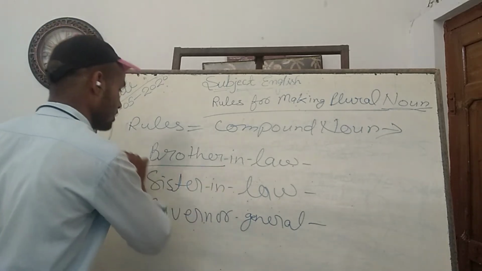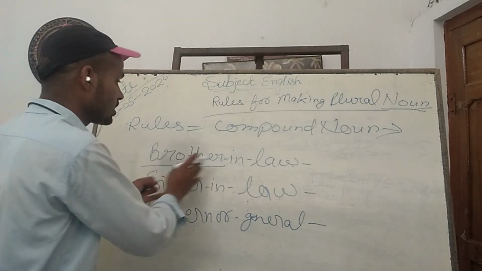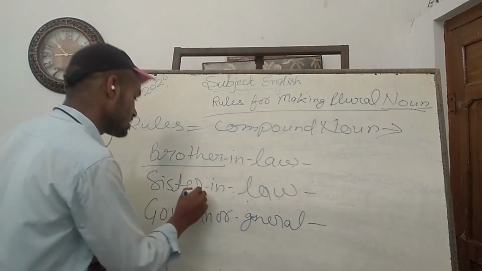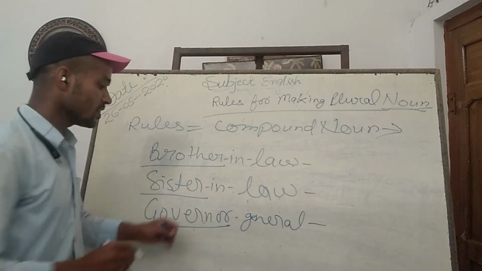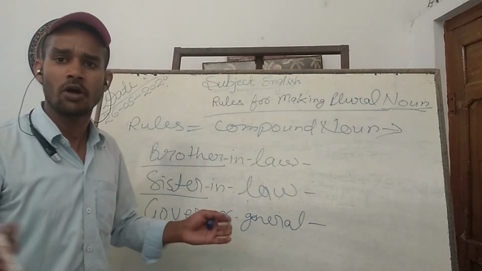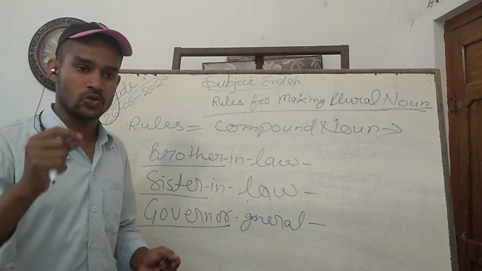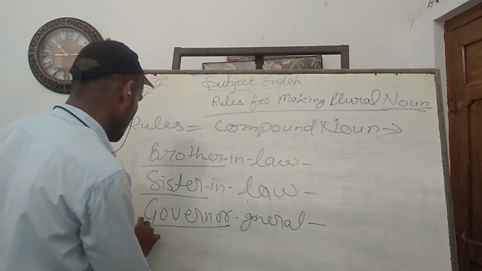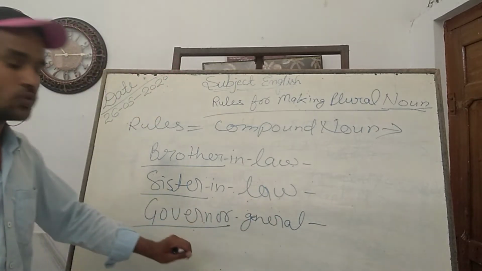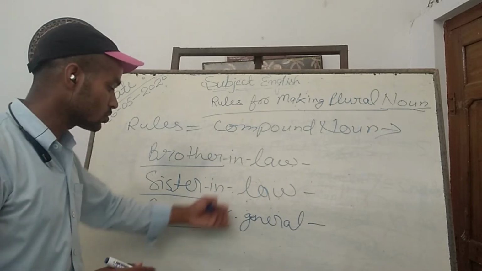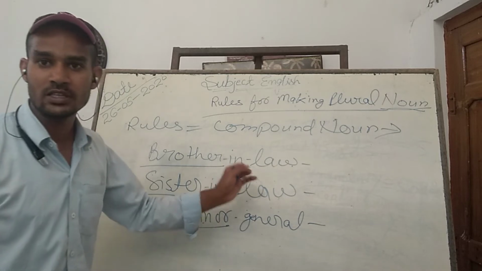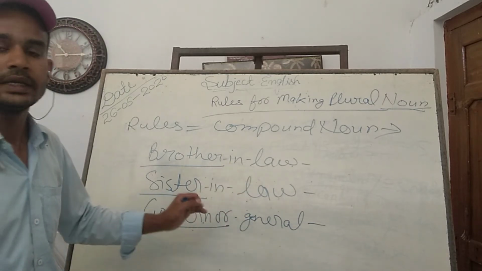Means here the brother is the main noun, because without brother, in-law is in vain. The in-law has no sense without the word brother. In same way sister, in same way governor. If governor is not put here, then general will have no sense, only the common noun. If you want to give sense to any noun here, then you shall have to give governor. It is the post. By adding governor to the word general, you give recognition for the post. So this main noun of these compound nouns will be changed into plural form.